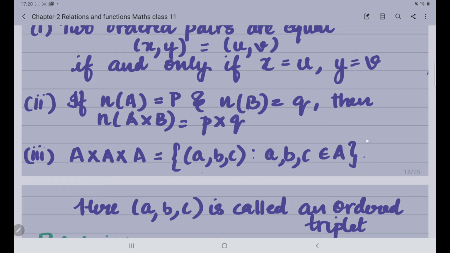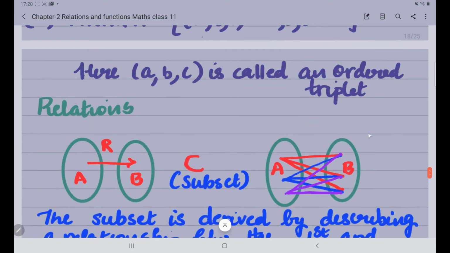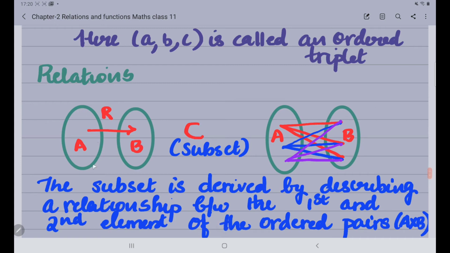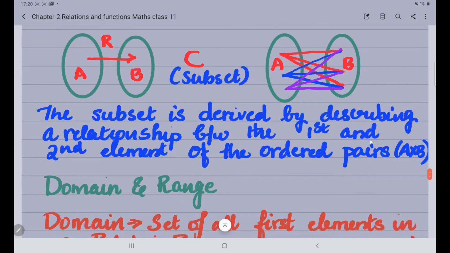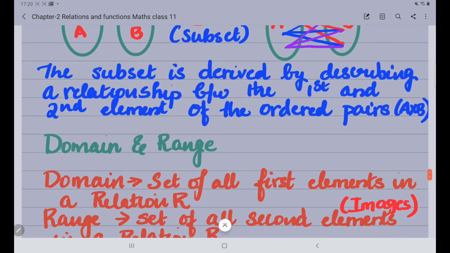Now let's understand more about what relations are. A relation from a set A to B is said to be a subset of the Cartesian product of A and B, that is A cross B. So a relation is a subset derived by describing a relationship between the first element and the second element of the ordered pair, and it is a subset of the Cartesian product A cross B. That is what a relation is all about: a subset of the Cartesian product of sets.